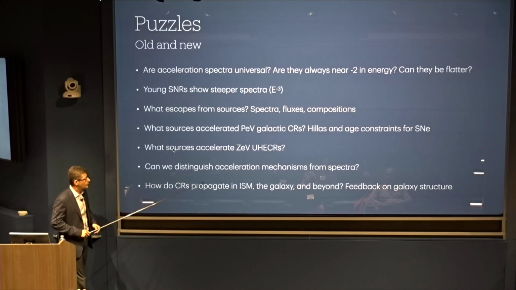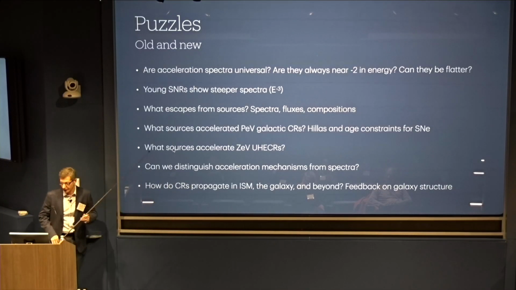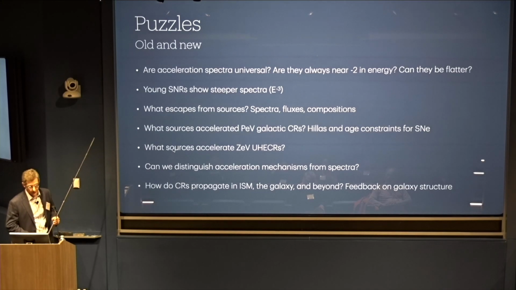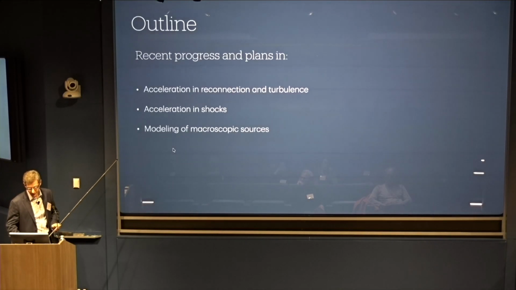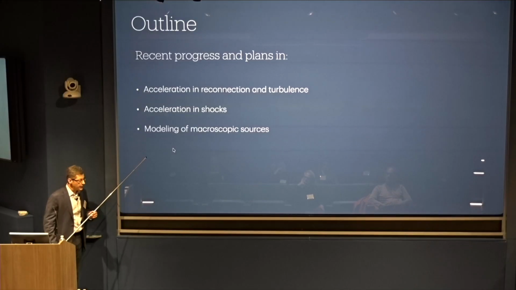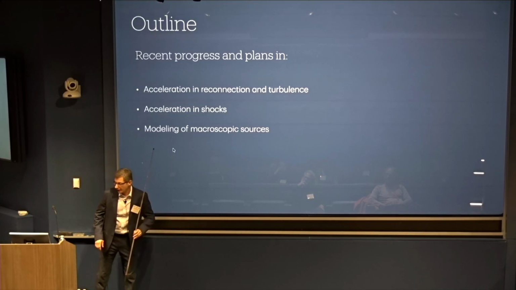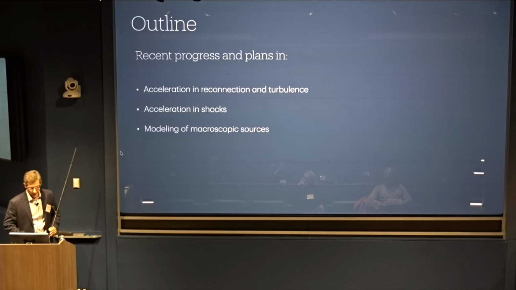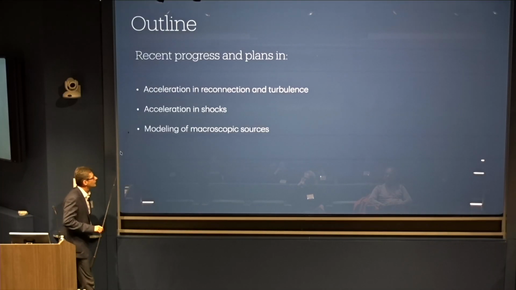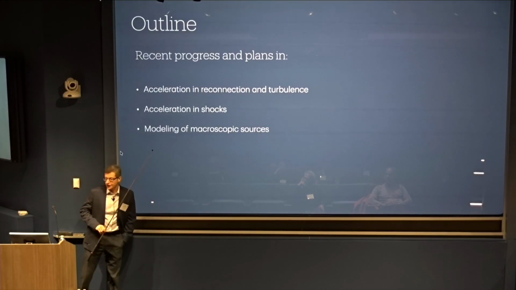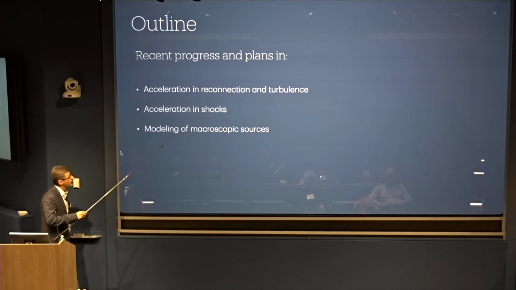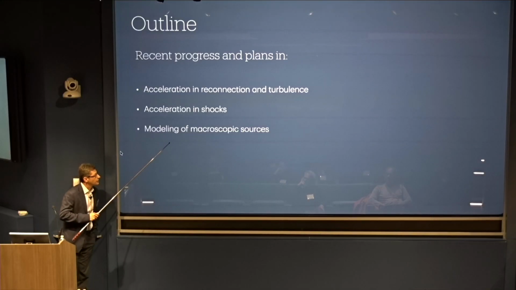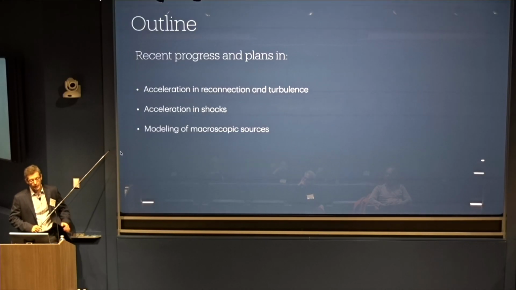Also, if we do observe a spectrum, can we distinguish what kind of mechanism accelerated these particles? Is it shock acceleration? Is it some other process? And of course, propagation is also an old and interesting puzzle. So the three topics I will try to cover here, which were recent advances in the research made in the collaboration, are acceleration in reconnection and turbulence, acceleration in shocks, and then modeling of macroscopic sources.